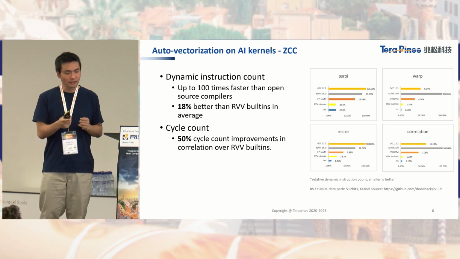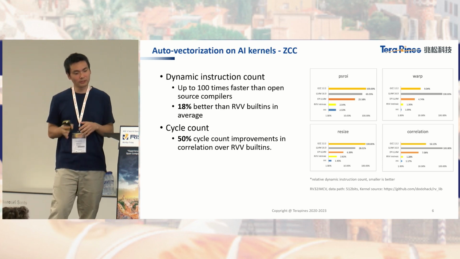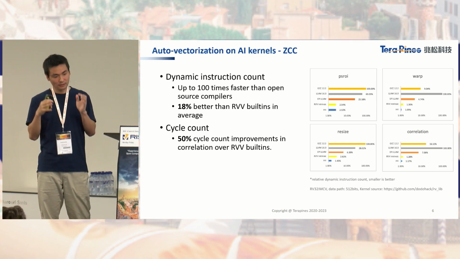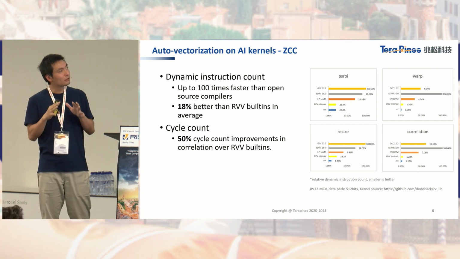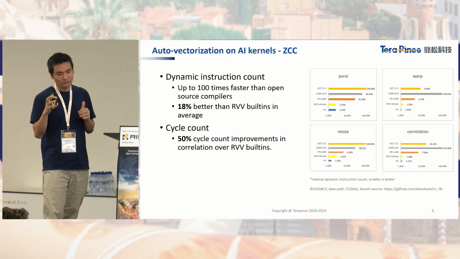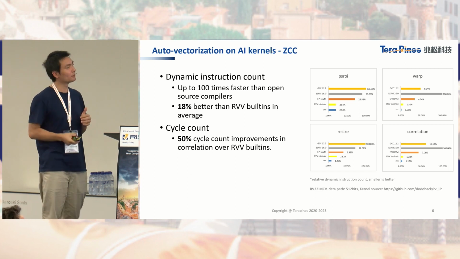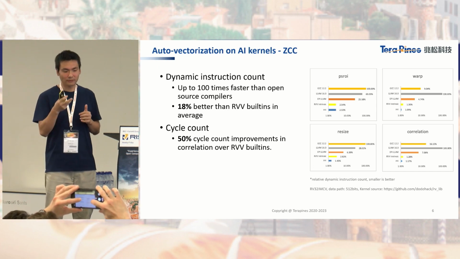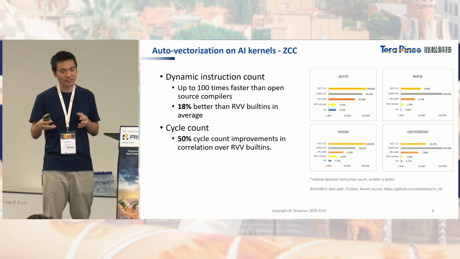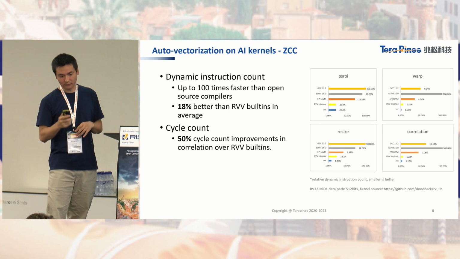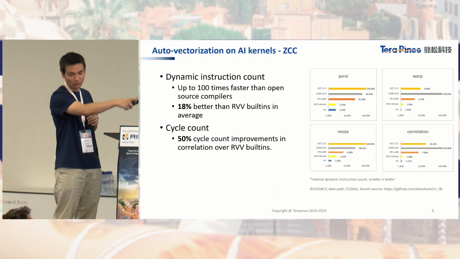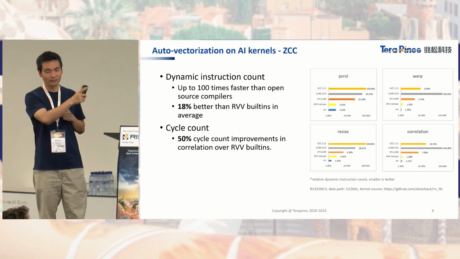So basically, our compiler can generate 18% better dynamic instruction count against handwritten built-in functions. For the cycle count, we have benchmarked one of the AI kernels. Our compiler has generated code that is almost twice as fast as the handwritten kernels. The source code can be found here at the bottom right of the screen. You can download and have a look.